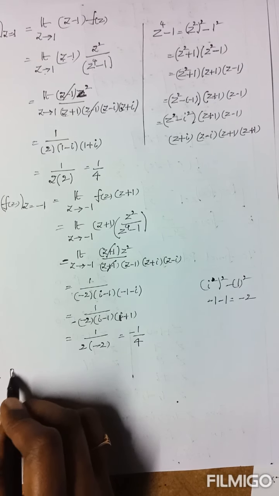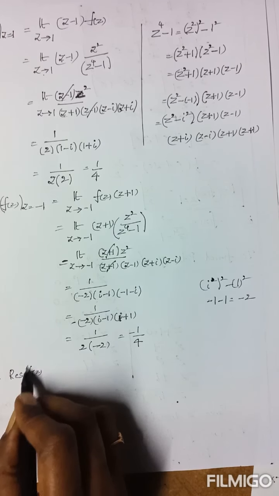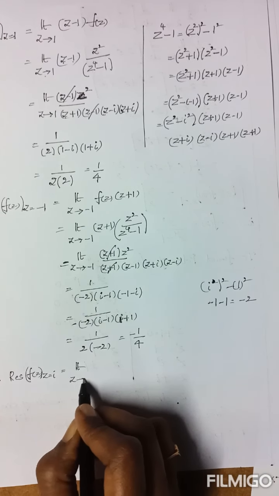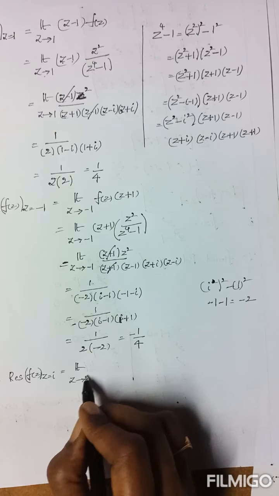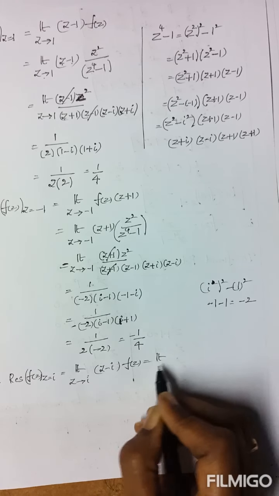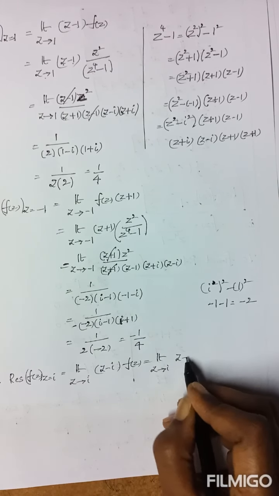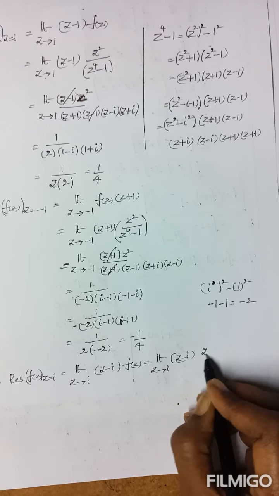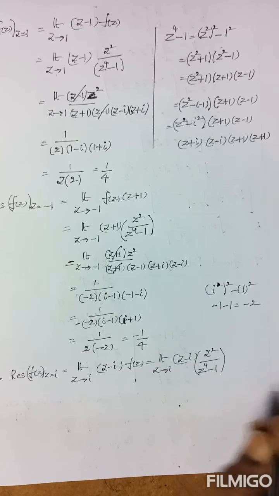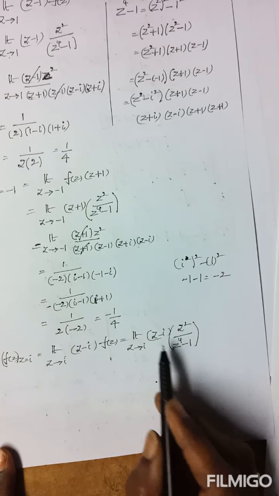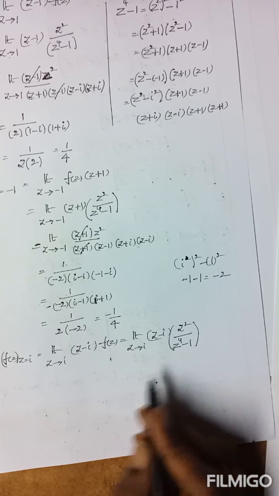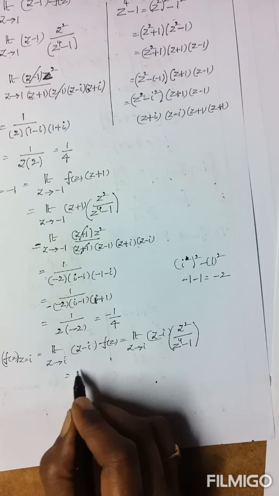Okay. After that, the fourth point. Residue of f(z) at z equals i. As per the formula, limit as z tends to i of (z minus i) times f(z). That is z square by z power 4 minus 1. Now this is purely a limit problem. Put z equals i: the numerator is 0 and the denominator is also 0, since i power 4 is 1 and 1 minus 1 is 0. So we try the factors of the denominator.